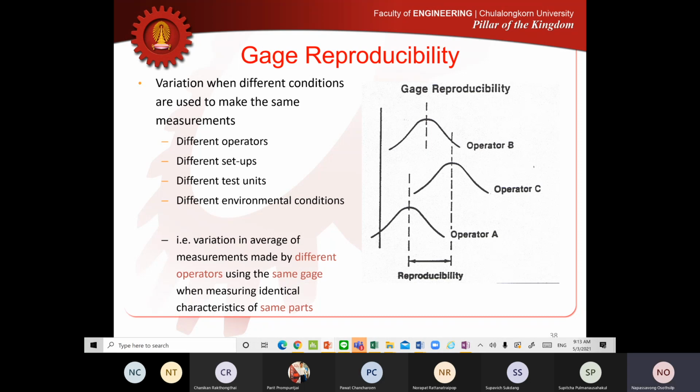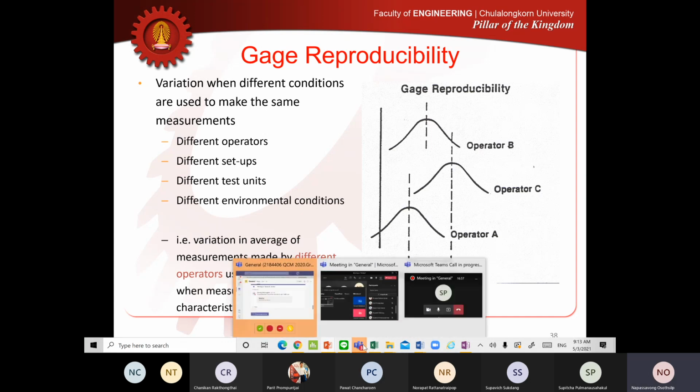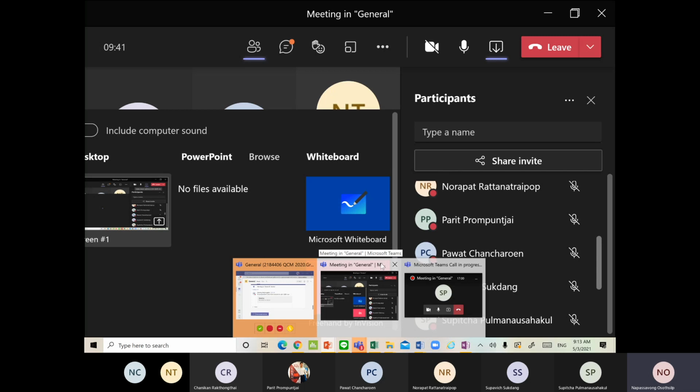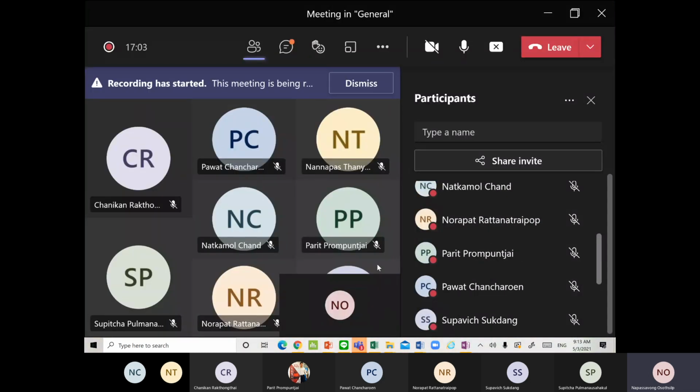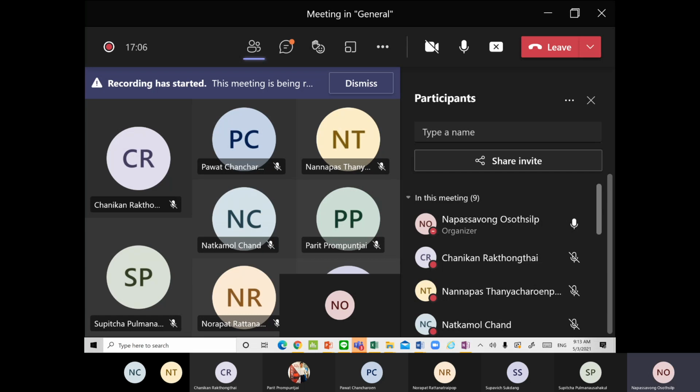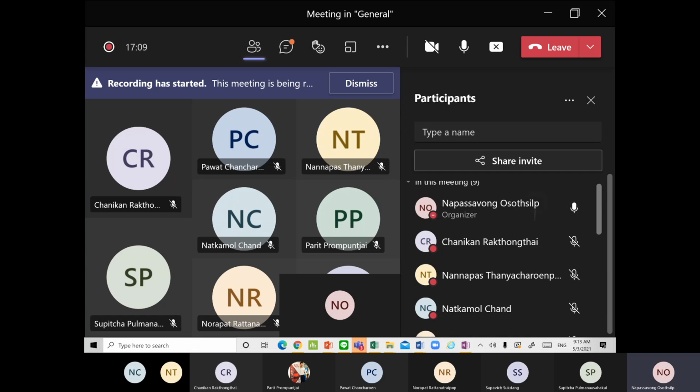Okay, up to this point, may I check your understanding for a few minutes? Can anybody explain what you understand about the meaning of repeatability, the variation regarding repeatability, and variation regarding reproducibility? I will pick randomly for each of you, but if anybody would like to speak up, please feel free to do that. Let me check now. We have 7 students here.